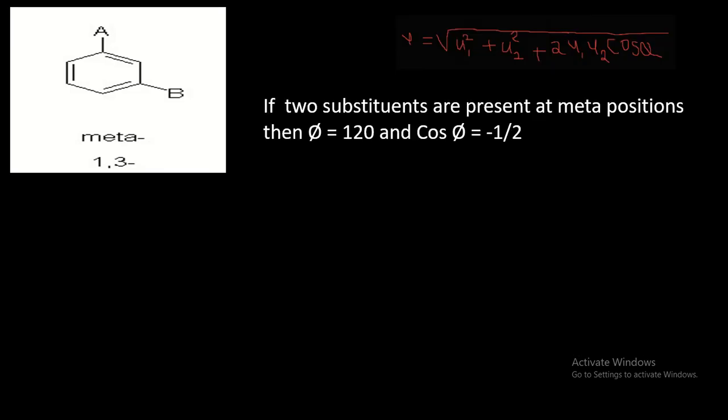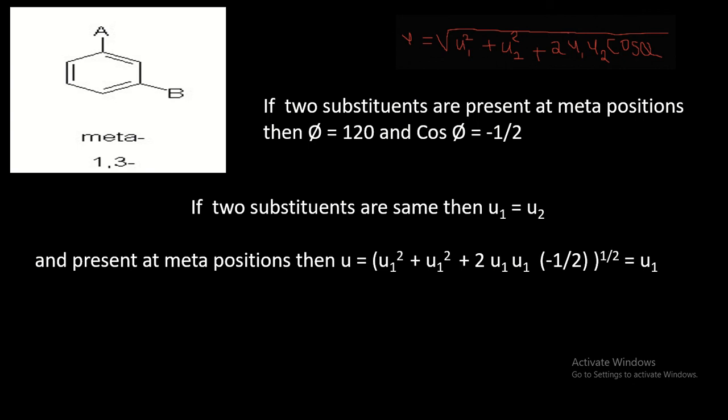Friends, if substituents are present at the meta position, the angle between the meta substituted groups is equal to 120. Therefore, cos 120 equals minus 1/2. Putting this value in our equation, the equation becomes under root of u1 square plus u1 square plus twice u1 into minus half, that is equal to u1. Therefore, in case of meta substituted benzene ring, the dipole moment is equal to the group moment.